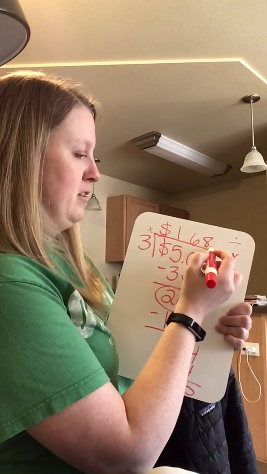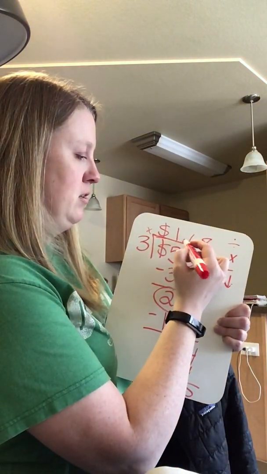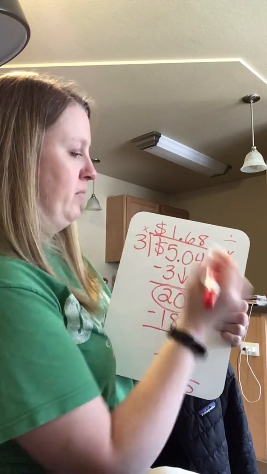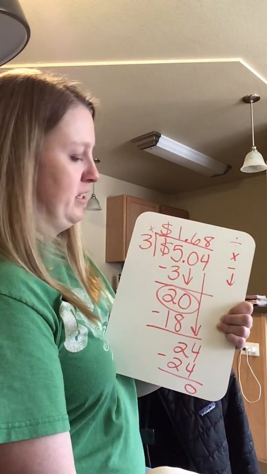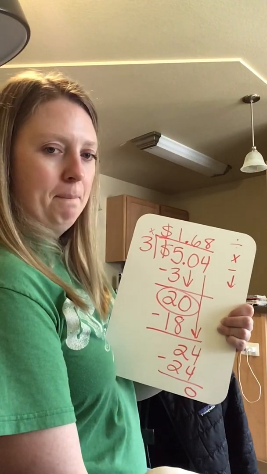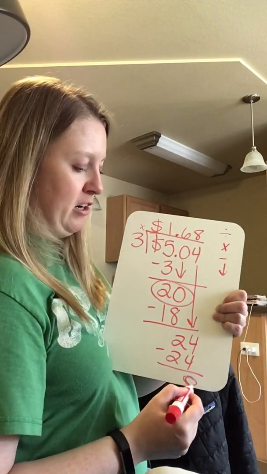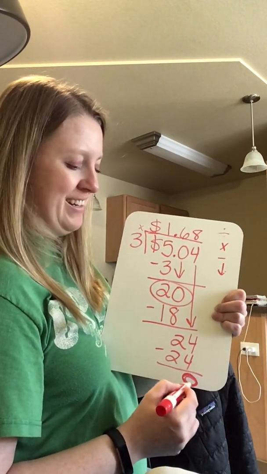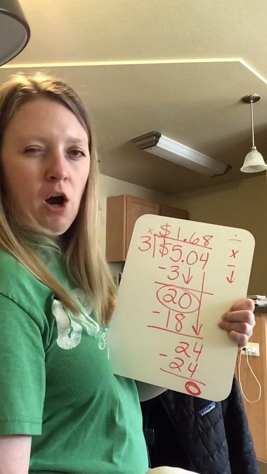Okay, decimal point, 2 digits for my change. So the decimal point goes right above the other one. So our quotient is $1.68. Okay. Remember, you're never going to have a remainder on today's stuff. So if you don't end in 0, something went wrong. That would be your clue.